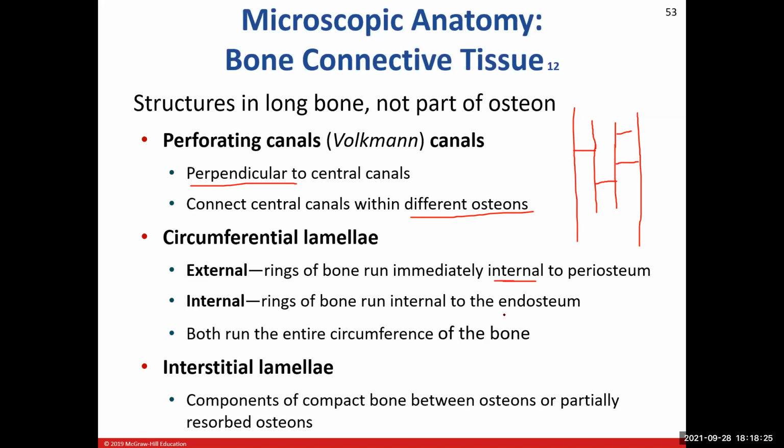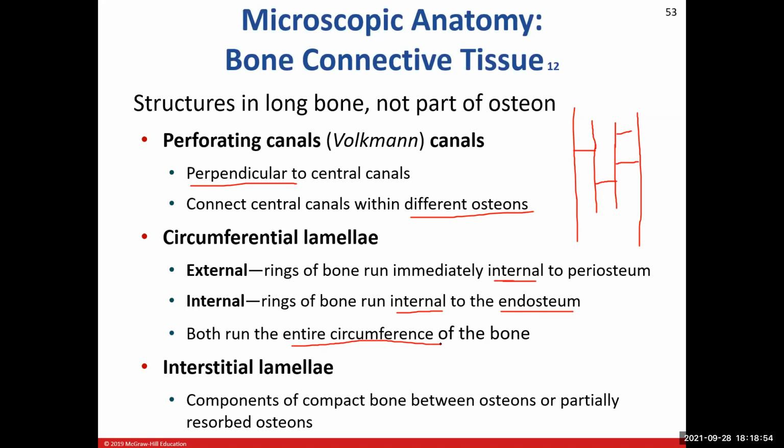Then we've got another set of lamellae called internal lamellae, right? Those are also internal, but not to the periosteum, to the endosteum. Remember, the periosteum is the covering of the bone. The endosteum is the lining that we see along the medullary cavity there. And so both of these lamellae are going to run the entire circumference of the bone.